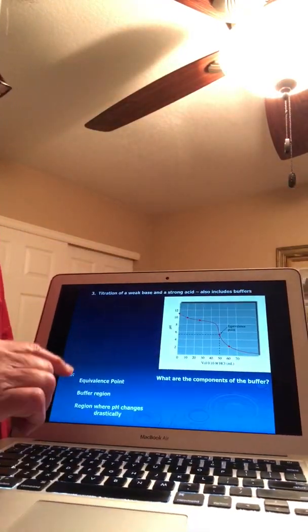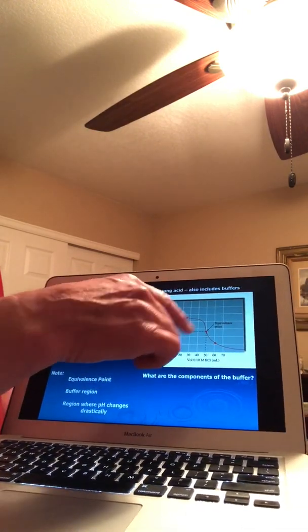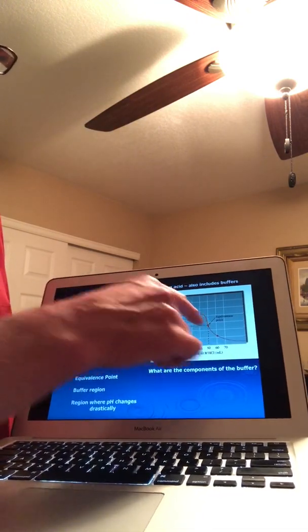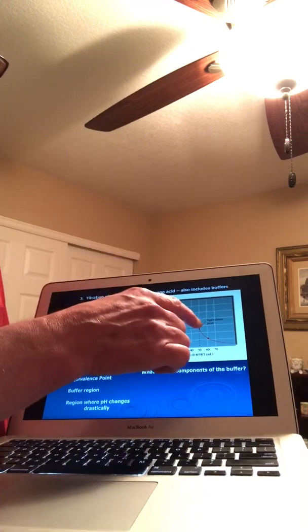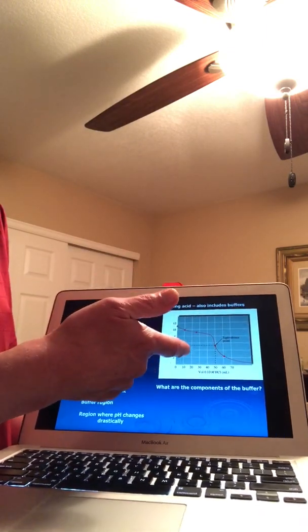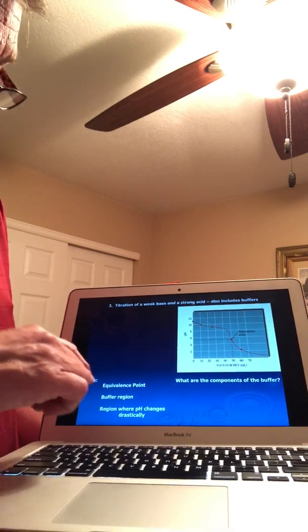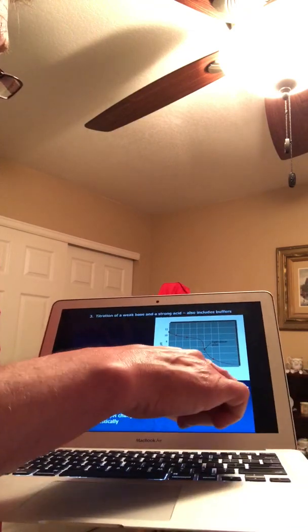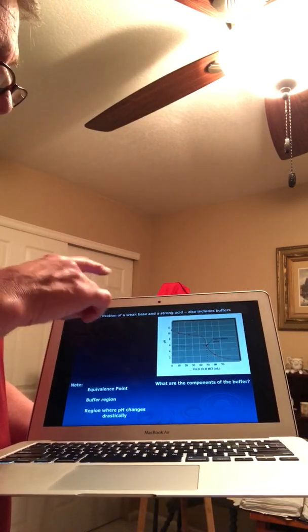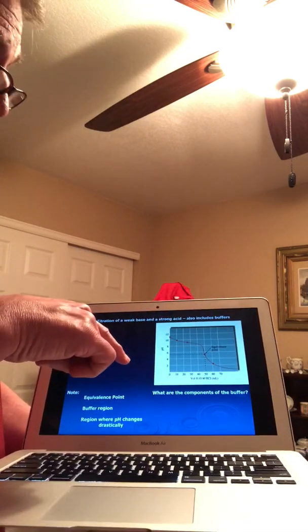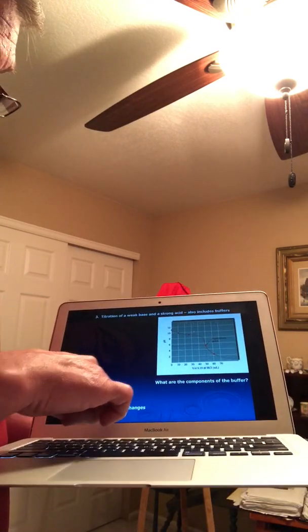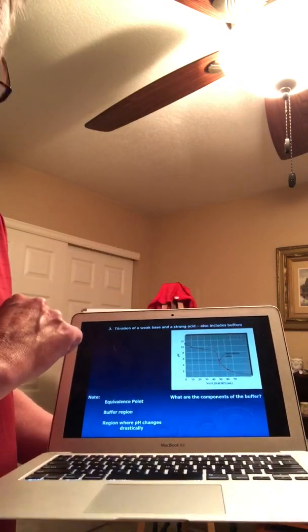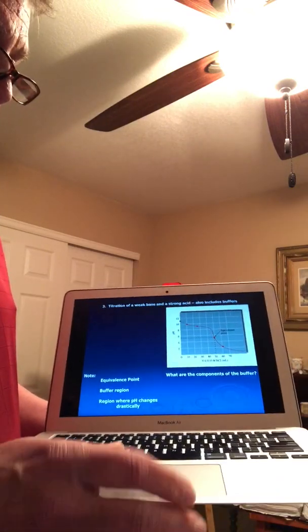So the equivalence point is right there. I call it the inflection point. This time we're going from the upper left to the lower right. But once the graph starts going down, once it turns over, that's the equivalence point, and we'll find the equivalence point in this problem. The buffer region is where it's flat here, and that's where it has the components of a buffer, which in this case would be a weak base and its conjugate acid. And then where the pH changes dramatically, that's where the buffer has run out and the pH just drops dramatically. Okay, so we're looking at this in the opposite way.